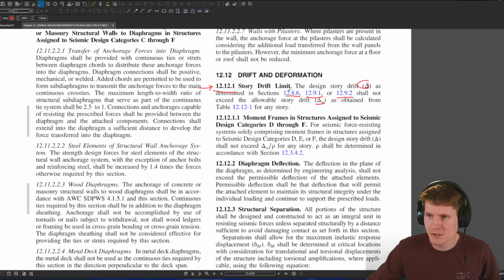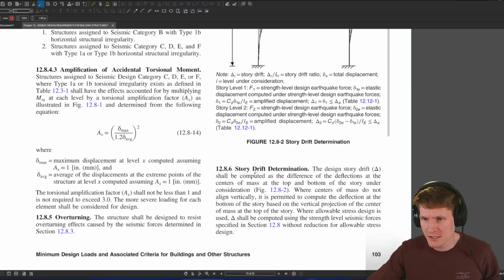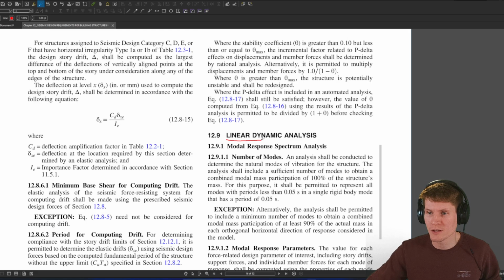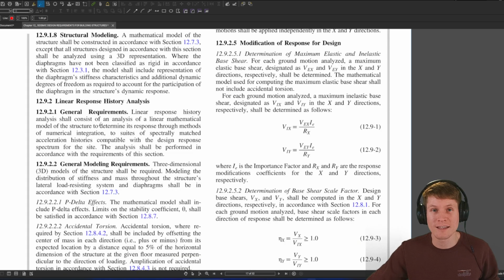Let's first head back and check out these three sections to see which one may be applicable to us. Section 12.8.6 is story drift determination, within the ELF chapter, the equivalent lateral force procedure, which is where we find ourselves here today. Section 12.9.1 is the linear dynamic analysis section, and 12.9.2 is the linear response history analysis section. I wouldn't think you'd be asked questions on those for the exam. So let's stick with 12.8.6.